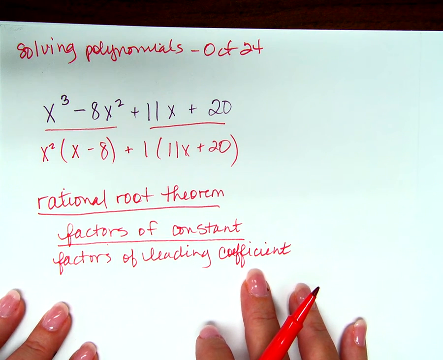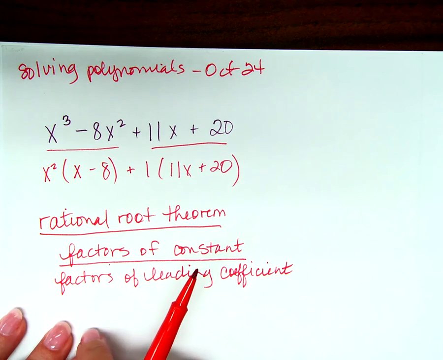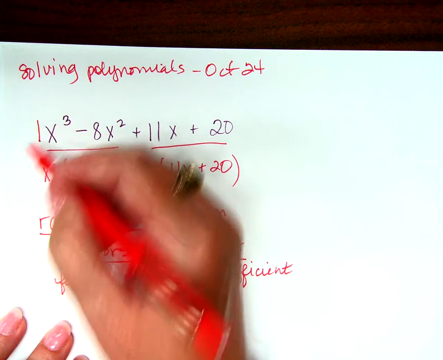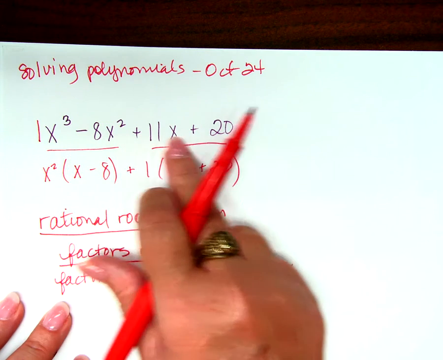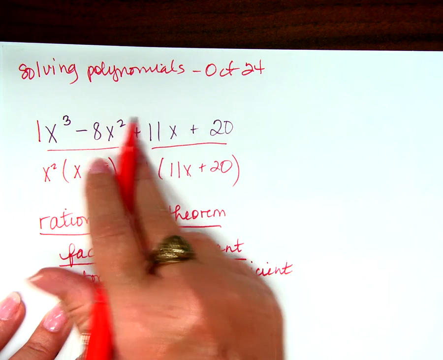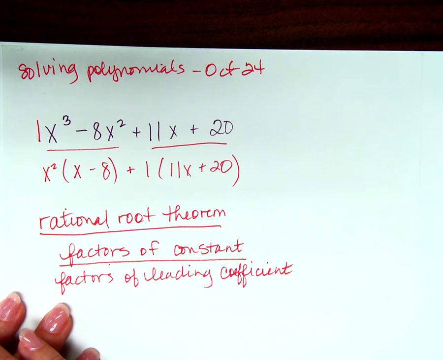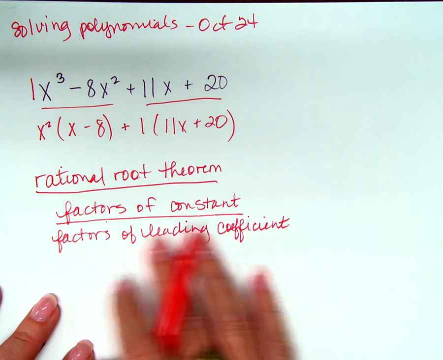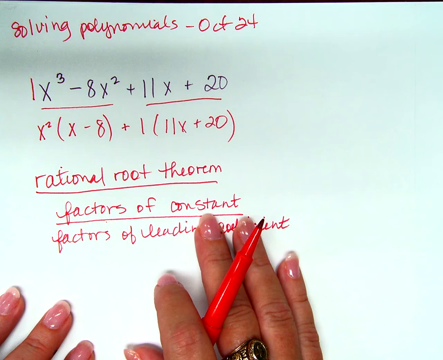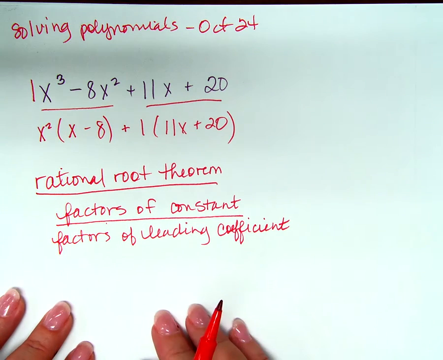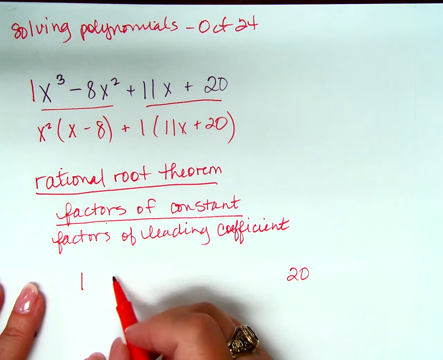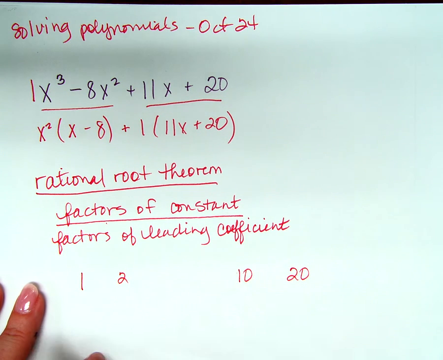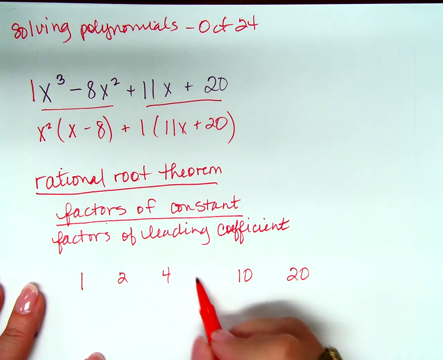Exactly. Okay? So in this problem, what's our leading coefficient? 1. It's right here. Okay? Now, this is true if this is in standard form, which means the exponents are in decreasing order. Right? Remember that? Remember us talking about that already? Okay. So, tell me please, what are all the factors of our constant? What are the factors of 20? 1 and 20. 2 and 10. 4 and 5.